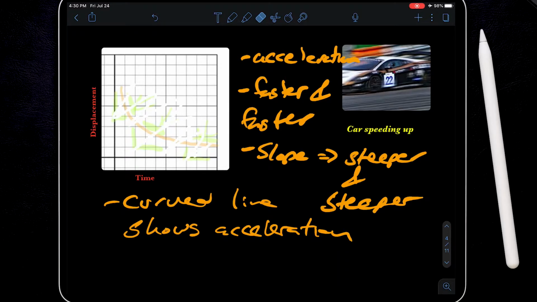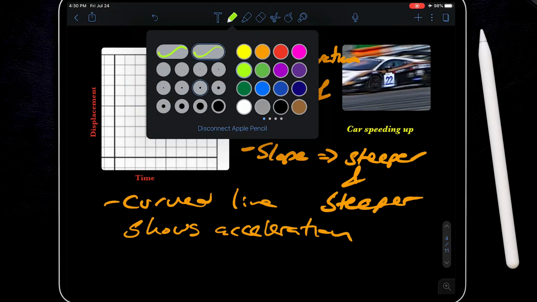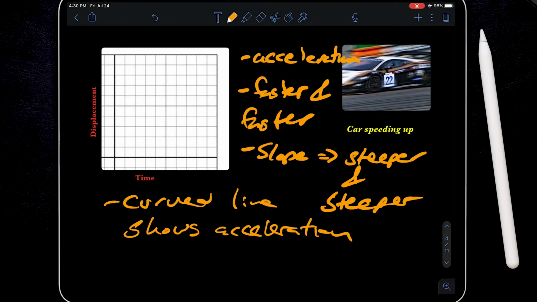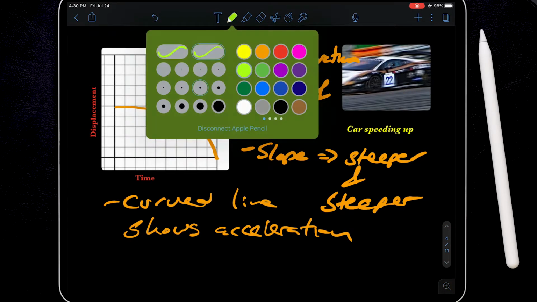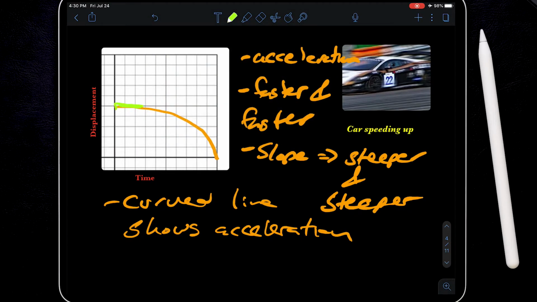Let's do one more of these. Let's look at one more situation. So let's get my color here. What about a curve like this? What do you think that means? Well, if you look at it section by section, that's not a steep line. And then it gets steeper, and then it gets steeper. So what does all that mean? Well, this means you're speeding up. You're just speeding up backwards. You're going faster in the negative direction. Okay? So that's everything on displacement versus time graphs that you need to know.